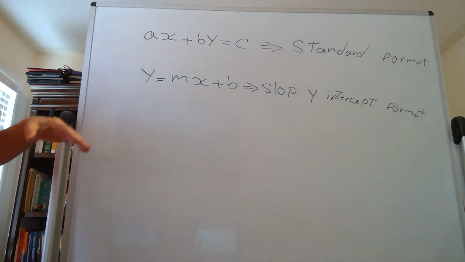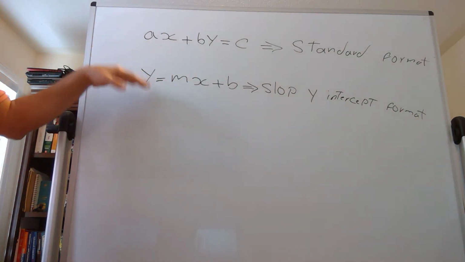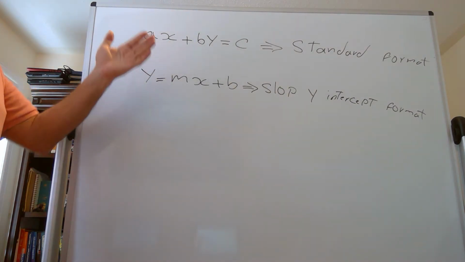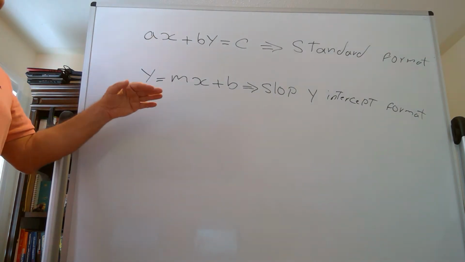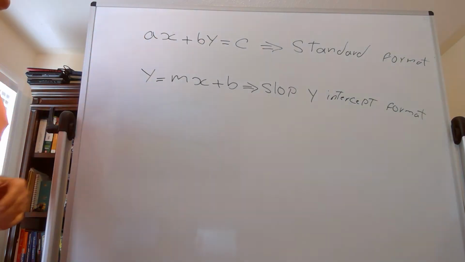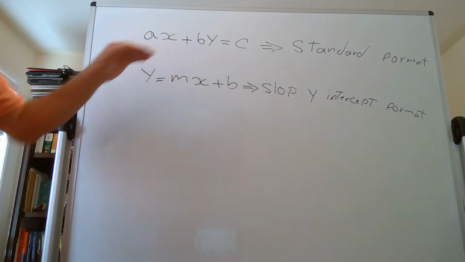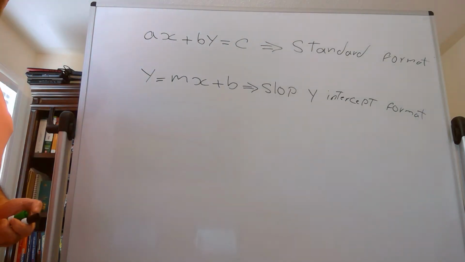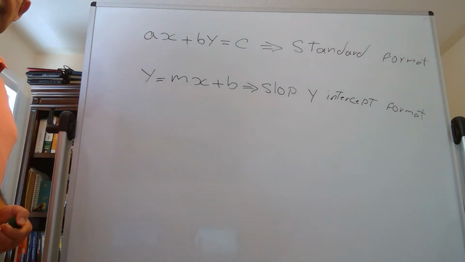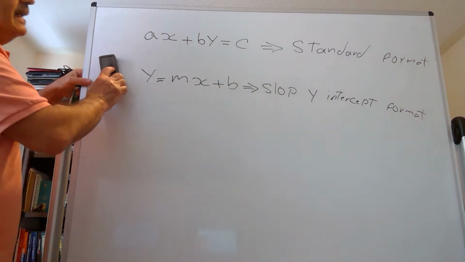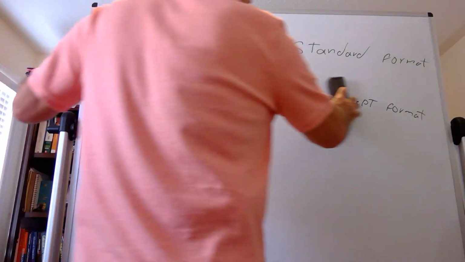I will explain both of them, and of course both formats are convertible to each other. We can convert a standard format to a slope y-intercept format, or a slope y-intercept format to a standard format. In this video I'm going to talk about the standard format, and in a separate video I will talk about the slope y-intercept format. So let's erase this one for now.